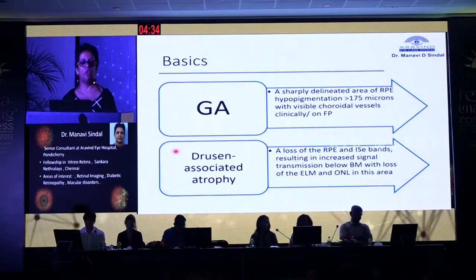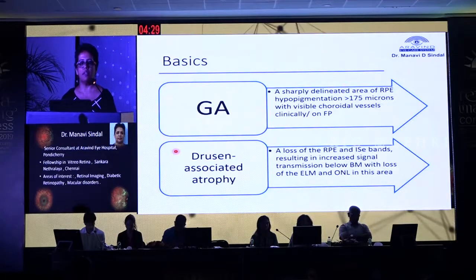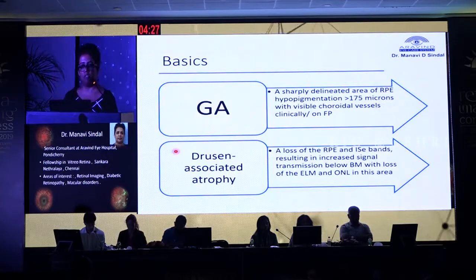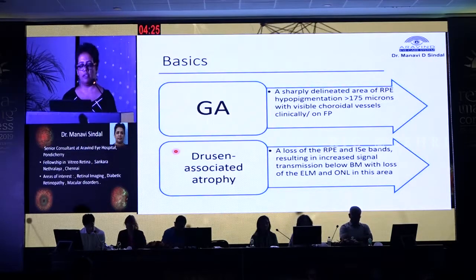And the term Drusen related atrophy is a loss of RPE and ISE bands, which results in an increased signal transmission below the basement membrane with the loss of external limiting membrane or the outer nuclear layer in this area.